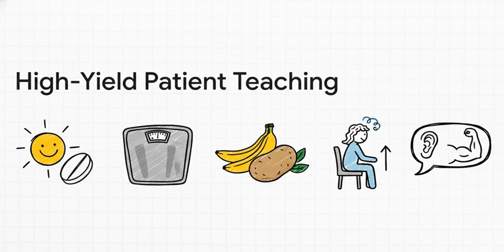Encourage them to eat potassium-rich foods. Think potatoes, bananas, spinach, to help replace what they're losing. Also, teach them to change positions slowly to avoid getting dizzy from a drop in blood pressure. And finally, they have to know to report any ringing in their ears or new muscle cramps immediately.